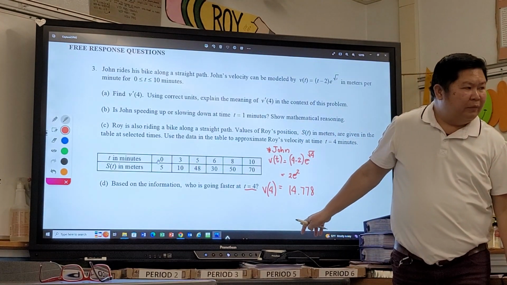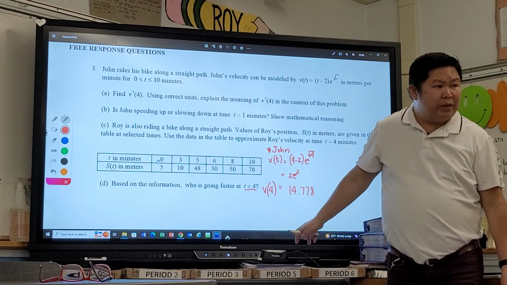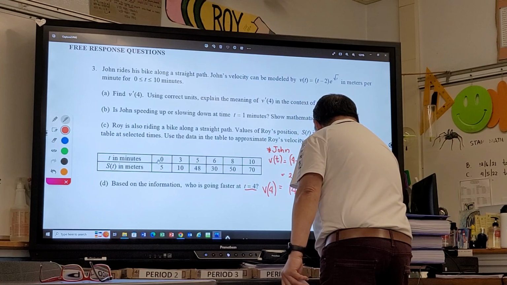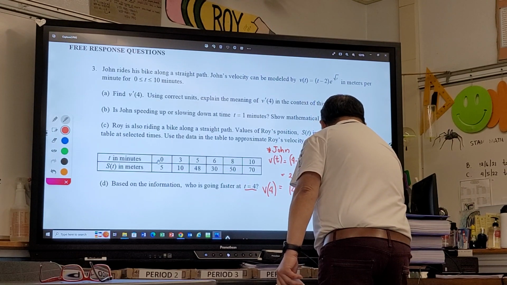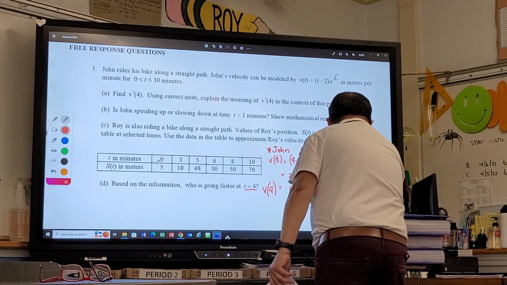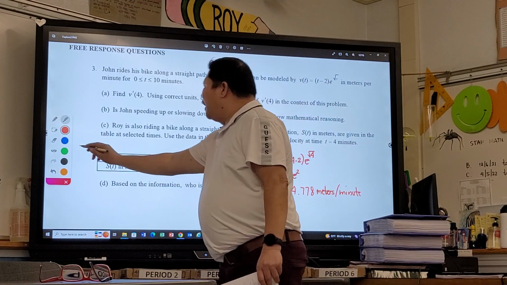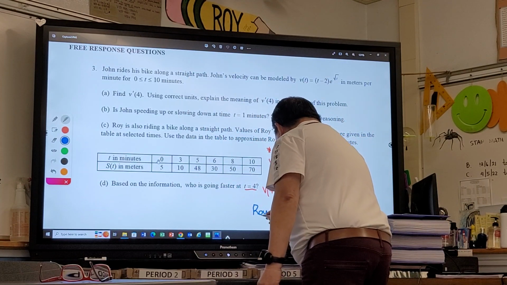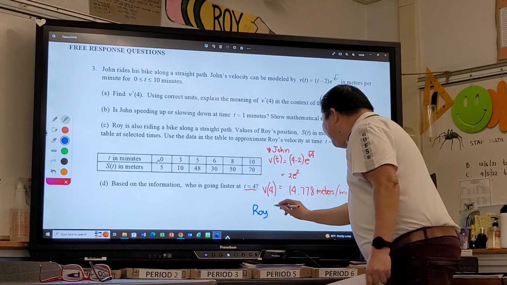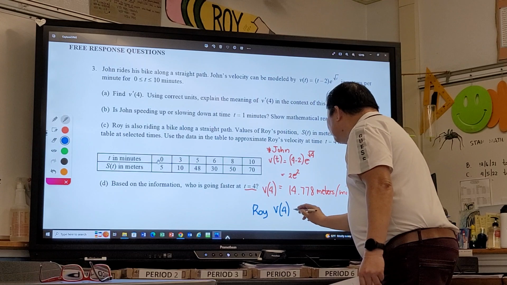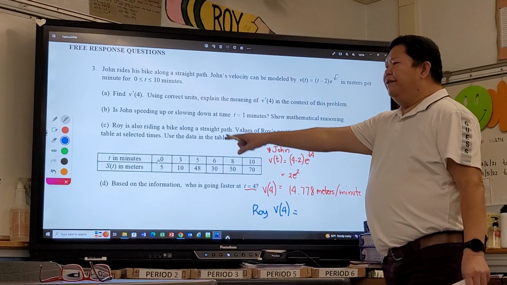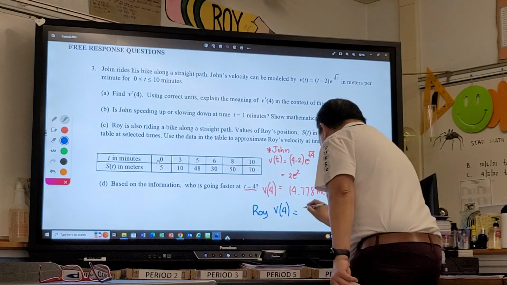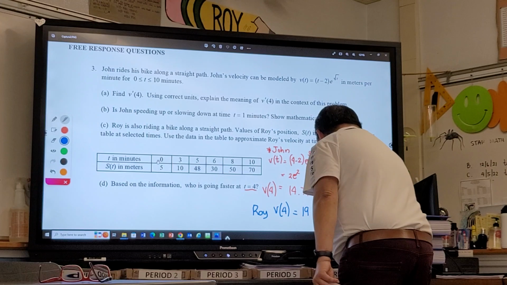So what's the unit? Meters per minute. This is velocity. So meters per minute. Okay, how about Roy? What is the velocity of Roy? At V4. What's the velocity? 19 meters per minute. So, 19 meters per minute.